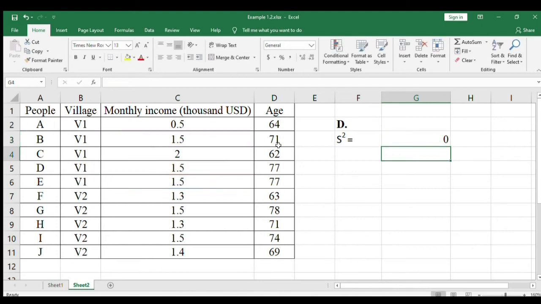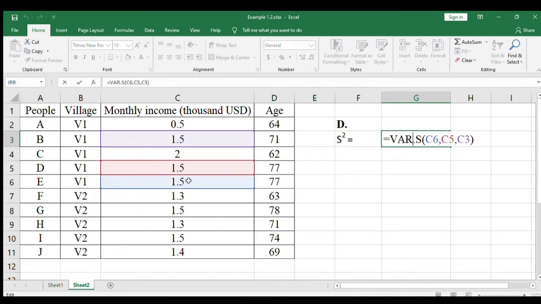And then we hit enter, and we have 0 sample variance. Why? Because the income of all these people, B, D, and E, is the same, $1.5 thousand per month. So there's no variance, no variations in their incomes. So the sample variance is 0 because there is no difference.